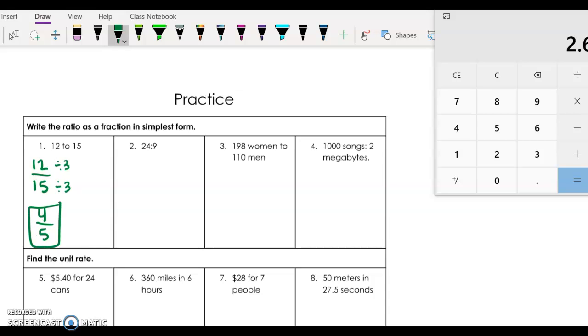If you haven't done this on your own already, I would really like it if you would pause the video and do the practice problems and then come back and check your answers.